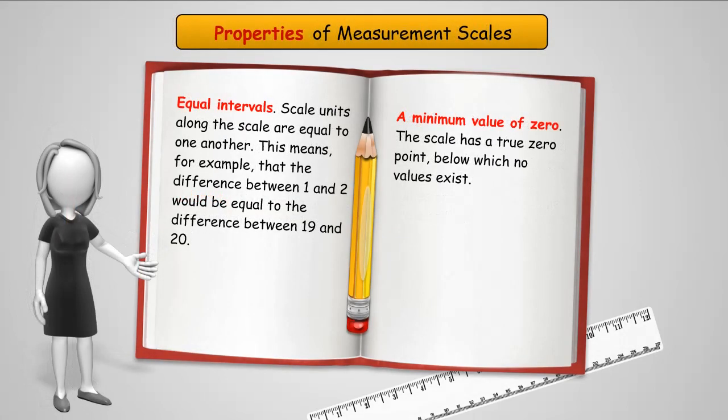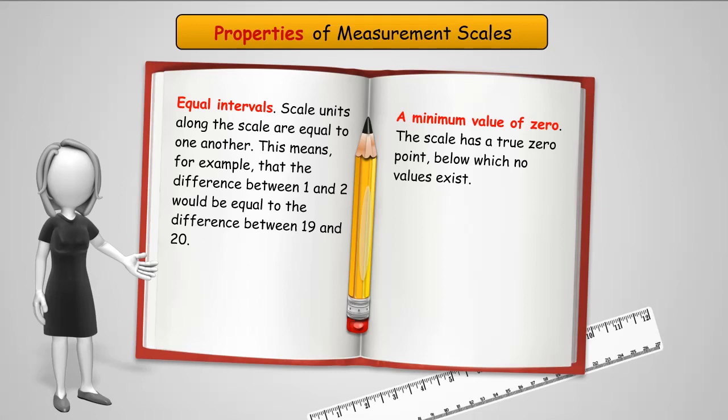The intervals must be equal. That means the scales are the same. In other words, the distance between 1 and 2 should be the same as the distance between 19 and 20. And a minimum value of 0. The scale has a true 0. That is, there is no point below it. Those are the 4 properties of measurement scales.